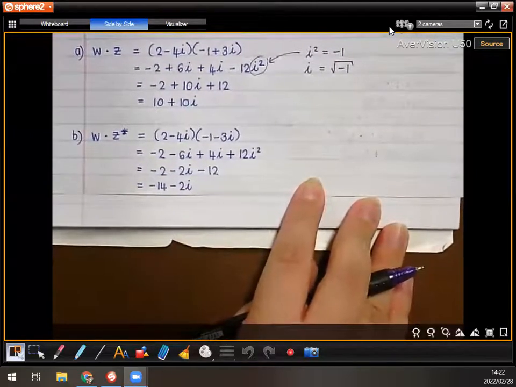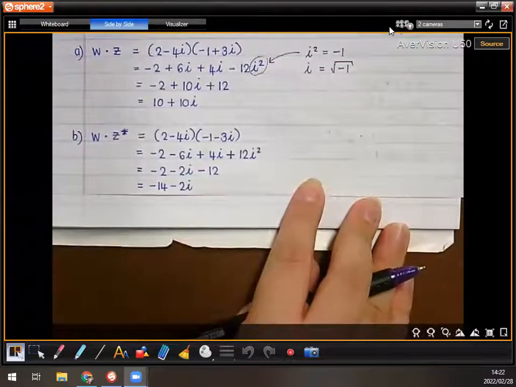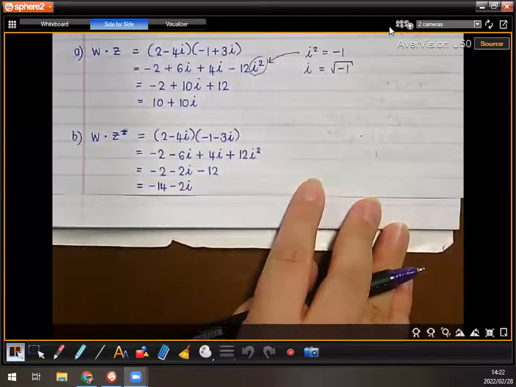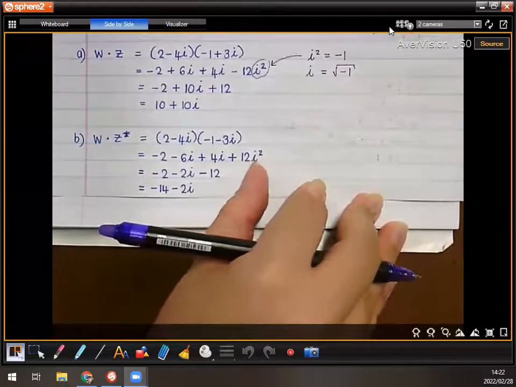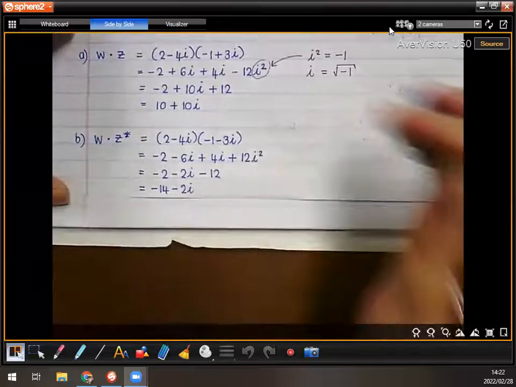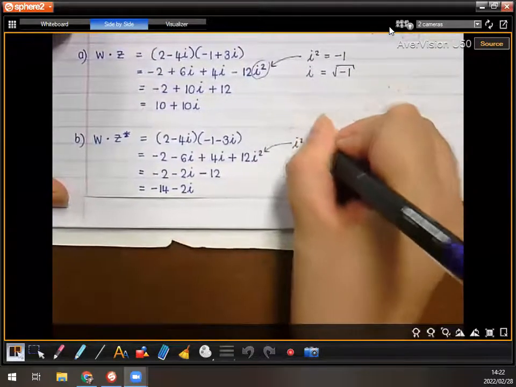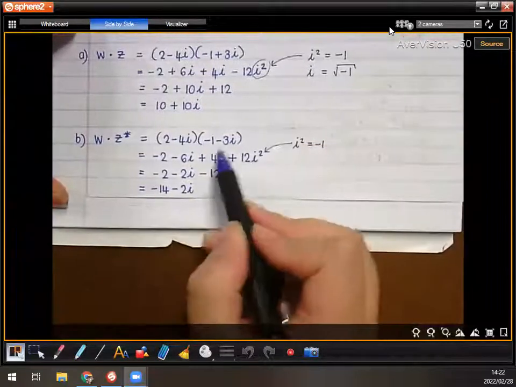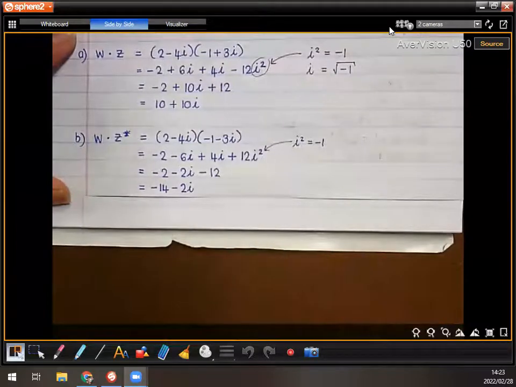Now we are going to work with it in this more complicated algebra going forward. It is quite a useful thing. Okay, guys, so then you will expand the brackets and simplify your plus 12i squared. Now we remember that i squared is -1. So 12 times -1 is -12, -12 there, and then you get that.